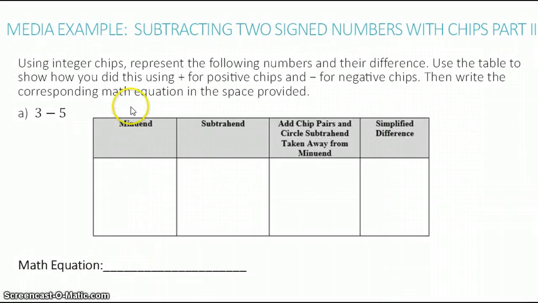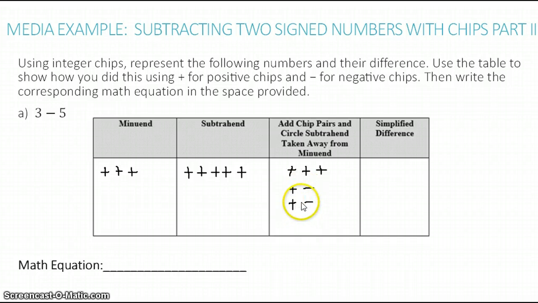Let's write this in our chart. So we started with 3 positive chips. We needed to take away 5 positive chips. And here it says, add chip pairs and circle subtrahend taken away from minuend. So we're going to start with our minuend, and then we're going to show our pairs that we needed to add. So we needed to add 2 positive and negative pairs so that we'd have 5 chips to take away.